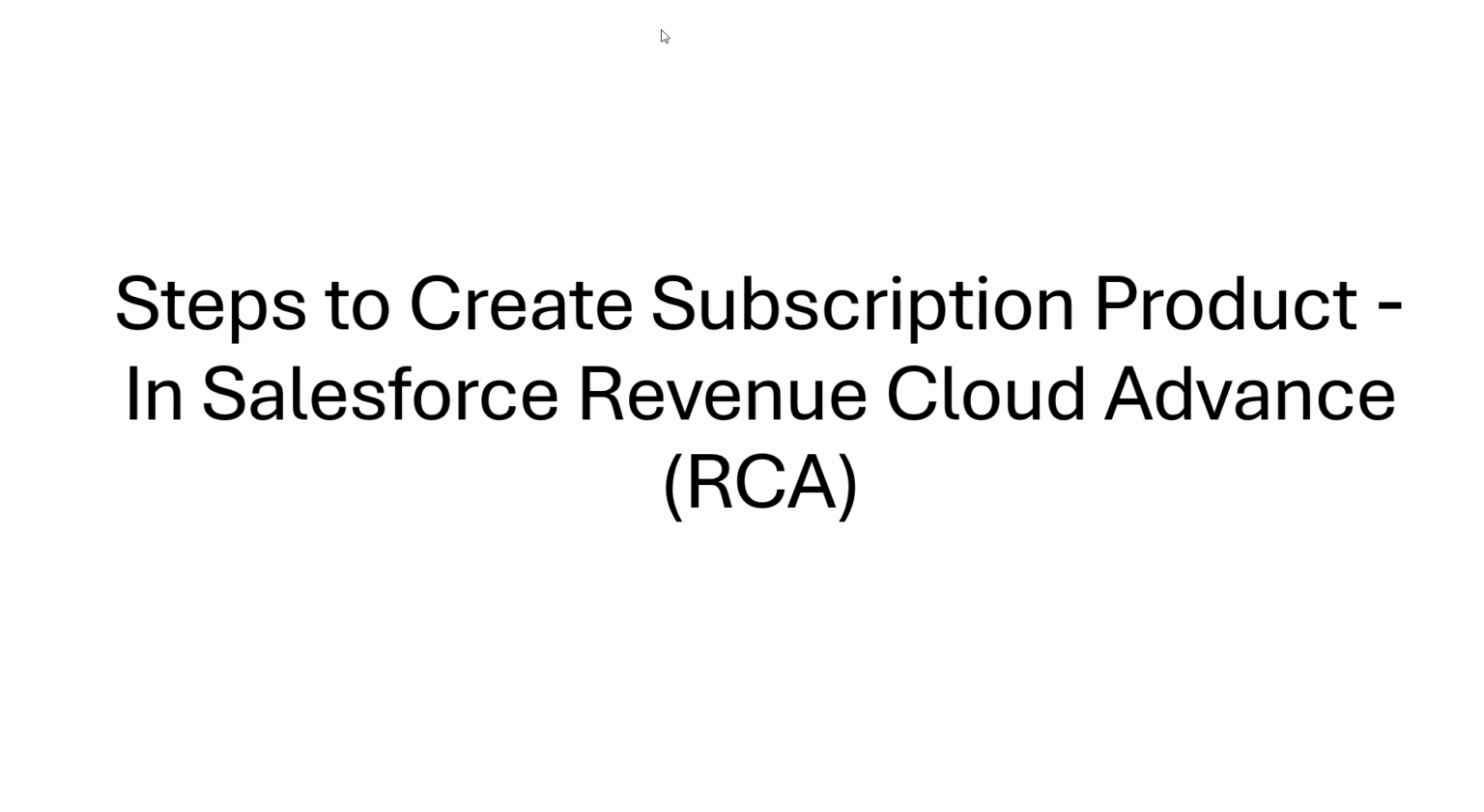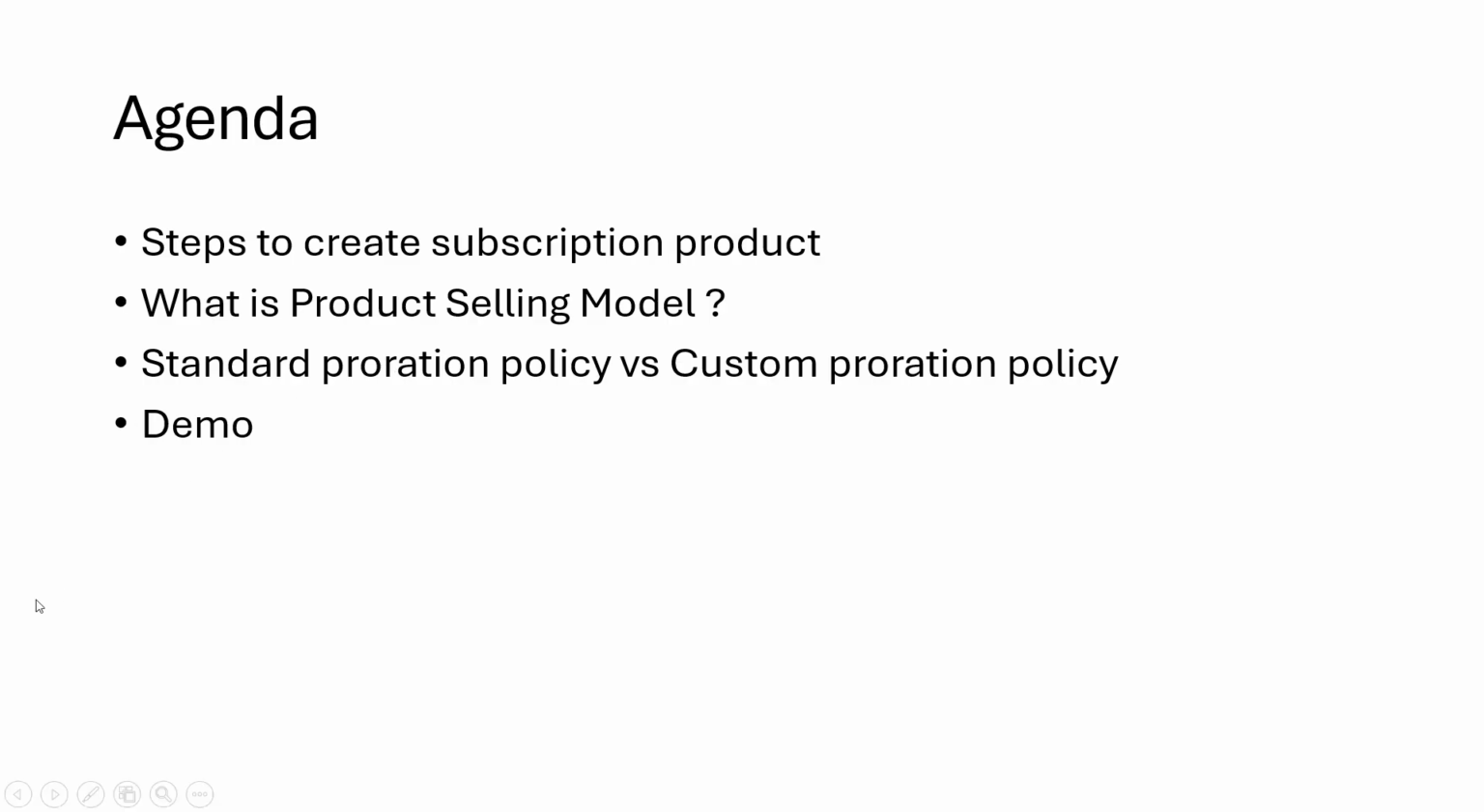Welcome back. In this video, we are going to see how to create a subscription product in Salesforce Revenue Cloud Advanced. As we discussed, the agenda of this meeting is to see how to create a subscription product, what steps are different in RCA when compared to Salesforce CPQ, what a product selling model is, what a standard proration policy is versus a custom proration policy, and a small demo.